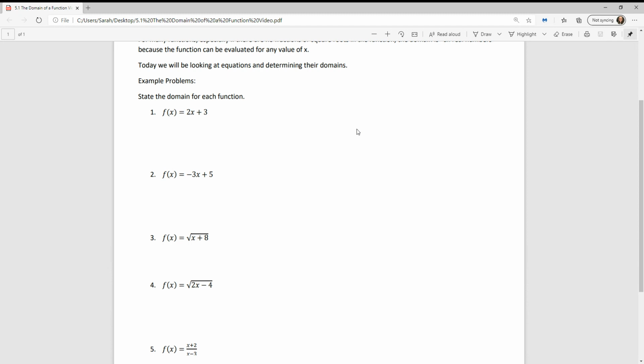So for all of these, we want to state the domain. If it's all real numbers, we're going to say all real numbers. If it's not all real numbers, we're going to basically list what doesn't work. So let's look at number 1.